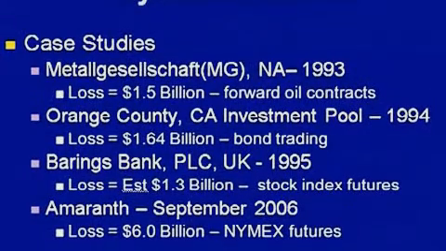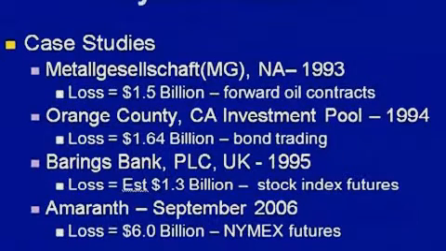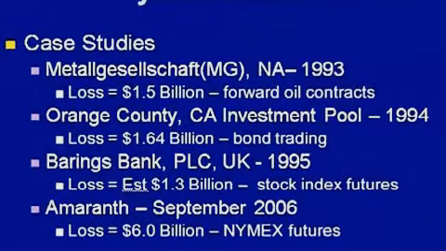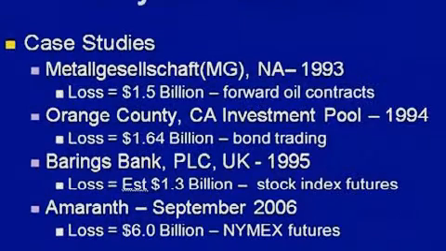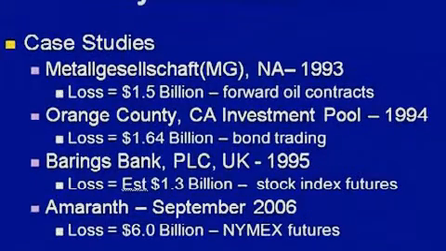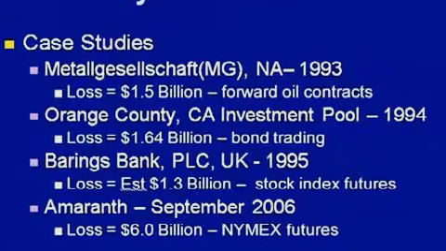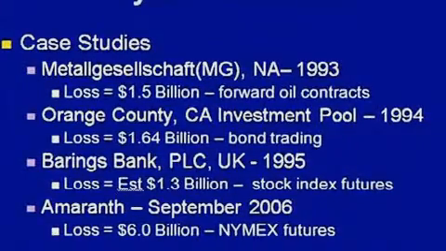You've already covered these 3 case studies in detail. Metallgesellschaft with their $1.5 billion loss in trading forward oil contracts. The Orange County Investment Pool, a loss of $1.64 billion in bond and interest rate trading. Barings Bank, an estimated $1.3 to $1.5 billion loss where Nick Leeson was trading stock index futures. And then Amaranth in September 2006. Here in the United States, they lost $6 billion in trading NYMEX futures.